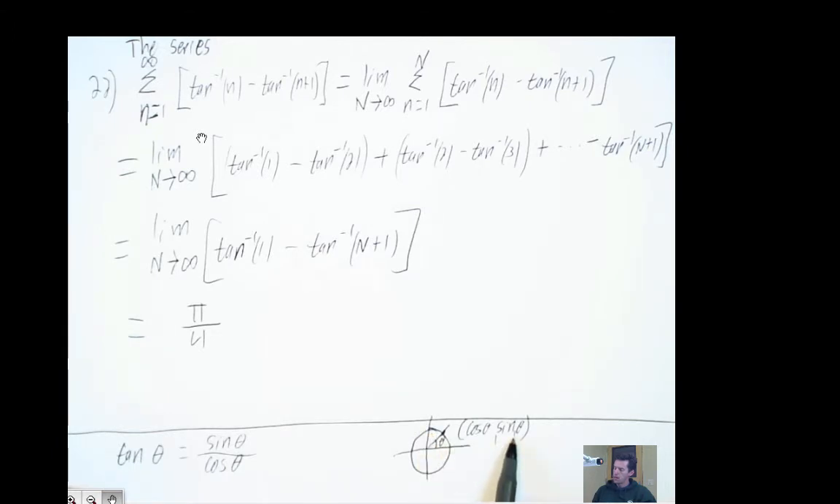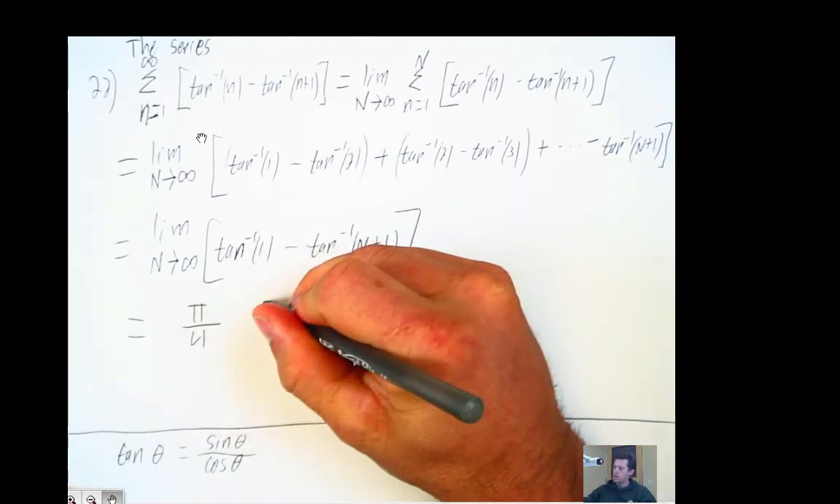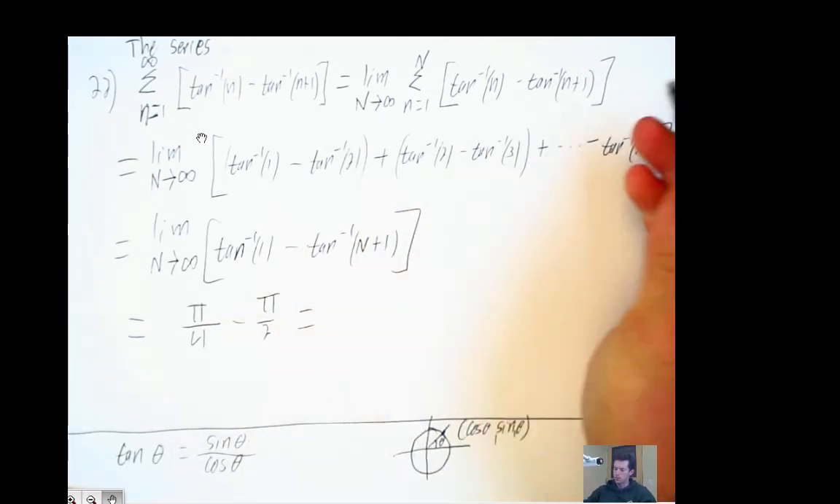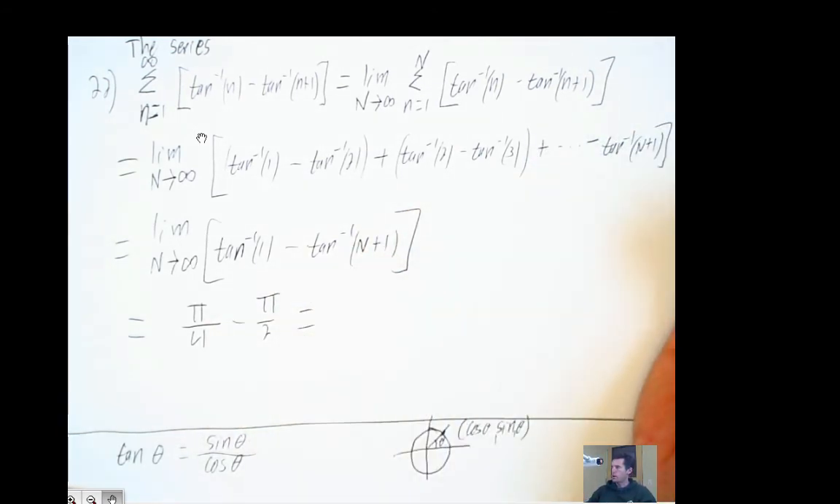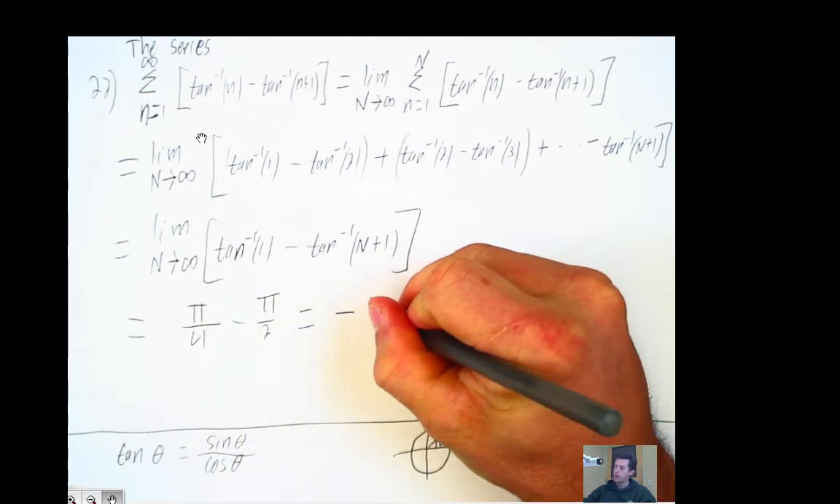Okay, and sine at pi over 2 is 1, so as theta goes to pi over 2, at least from the right, this ratio will go to 1 over 0, be positive. So I'm pretty sure tangent inverse of n plus 1 is pi over 2, and I need to subtract that. Okay, so that leaves me with what? Pi over 4 minus pi over 2, that's pi over 4 minus 2 pi over 4, so negative pi over 4.